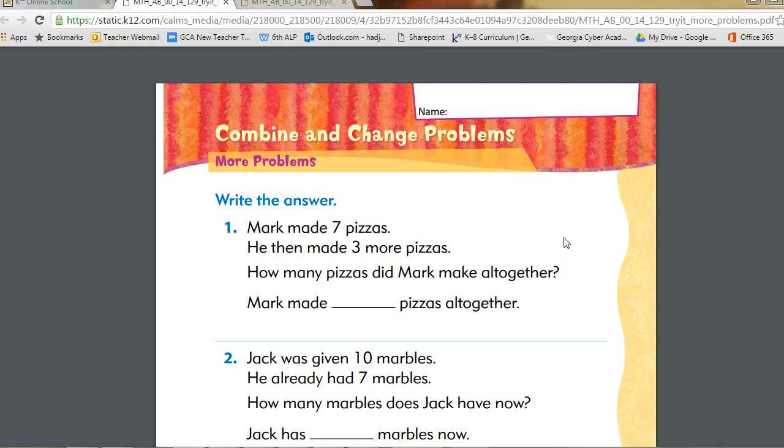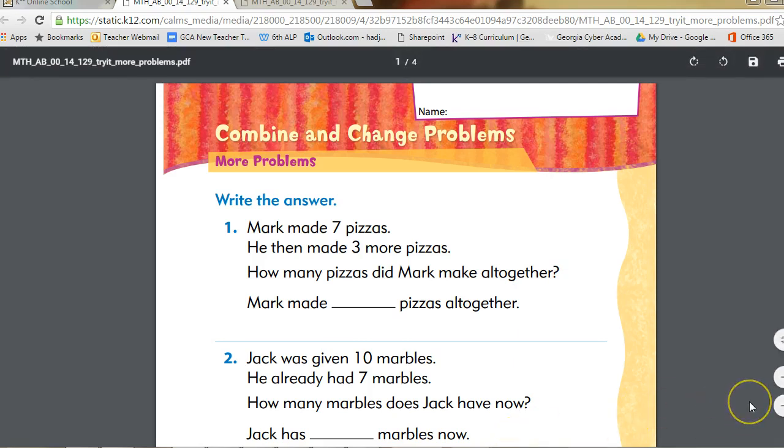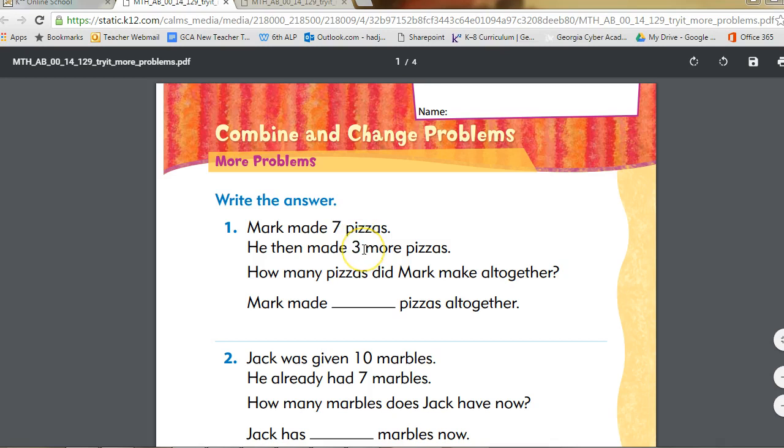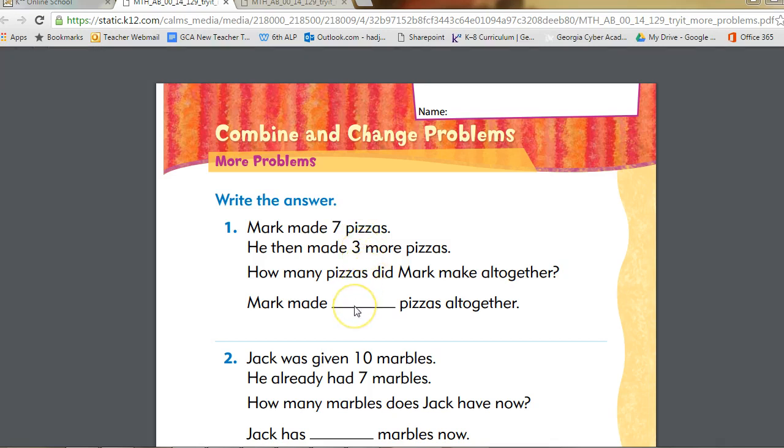This says Mark made 7 pizzas. He then made 3 more pizzas. How many pizzas did Mark make all together? Boys and girls, you have to think if some went away or if he got some more. If you said he got more and it's adding, then you are correct. And you can add up your 7 and your 3 and put your answer right here. And it says Mark made, and it should be 10. Mark made 10 pizzas all together.